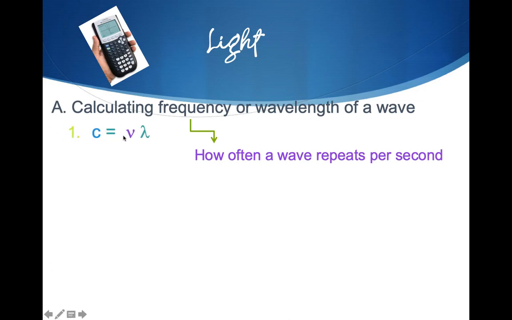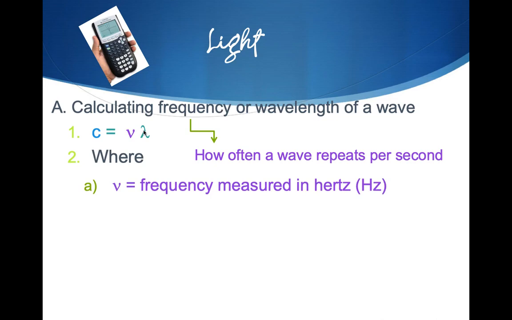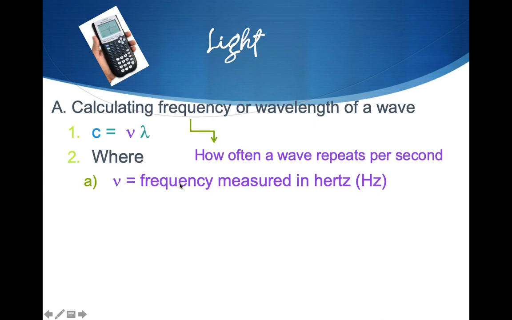C equals v lambda, where v looks like a V and this is the Greek letter lambda. So here's what everything stands for. v is your frequency, how often the wave is repeating, and it's measured in hertz. The symbol is Hz. A hertz is how many cycles per second, or just 1 over seconds, or seconds to the -1. All of these things mean the same. So if you see any versions of these on a number, you know that it's referring to frequency, how often the wave is repeating.